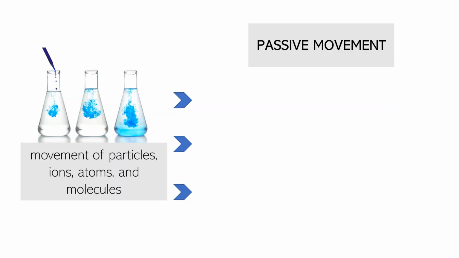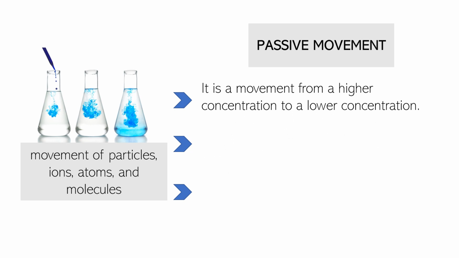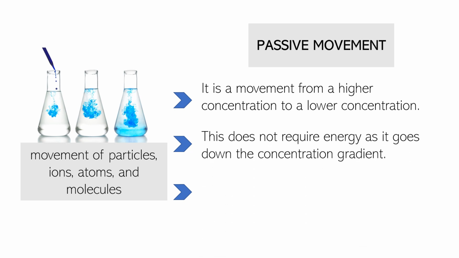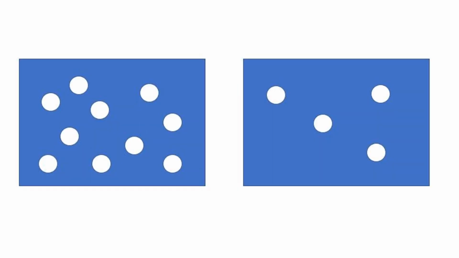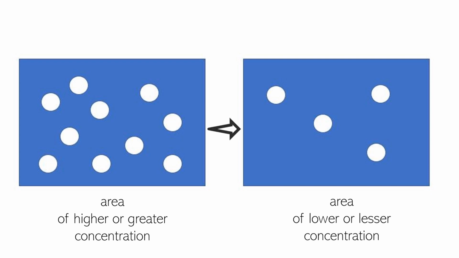Passive movement. It is a movement from a higher concentration to a lower concentration. This does not require energy as it goes down the concentration gradient. Diffusion and osmosis are examples of this kind of movement of substances. In passive movement, substances move to the right from an area of greater concentration to an area of lesser concentration down the concentration gradient. Movement will continue unless it reaches balance or equilibrium.